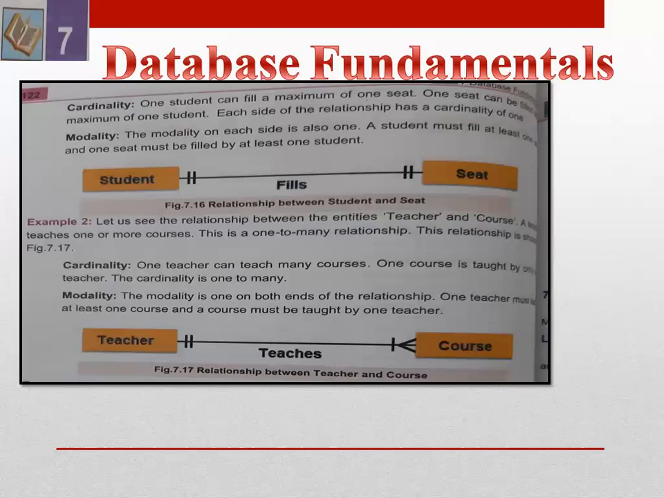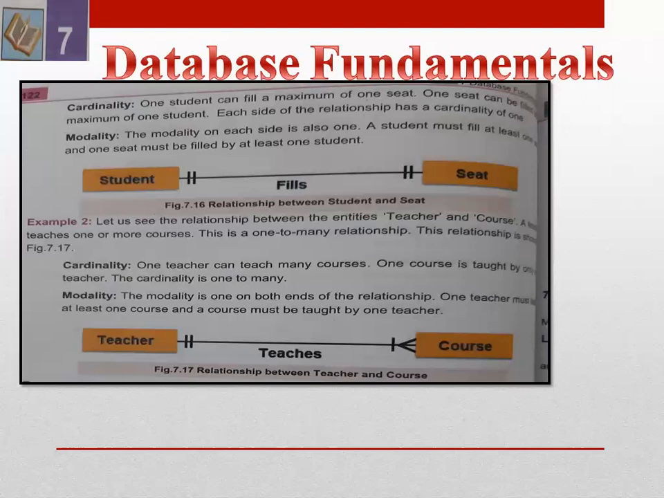And the modality is the lowest number, meaning the minimum number of instances. So modality on each side is also 1. At least a student must fill one seat, and one seat must be filled by at least one student. So this is the modality between the student and the seat relationship.